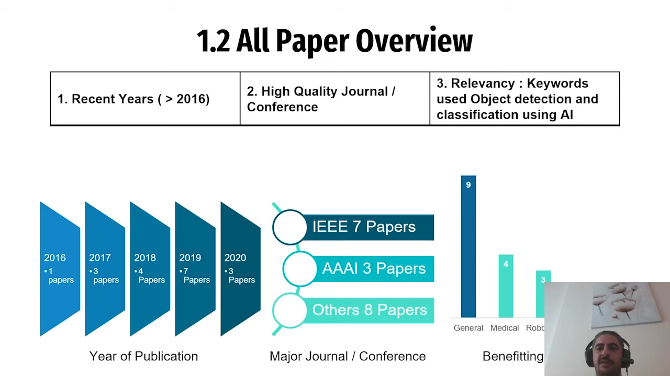During the research, there were some keywords we considered searching for, such as classification, object detection, artificial intelligence, and also to cover different fields like the medical fields, the robotic fields, the education fields, and also the general fields. Now we will go to the second slide.